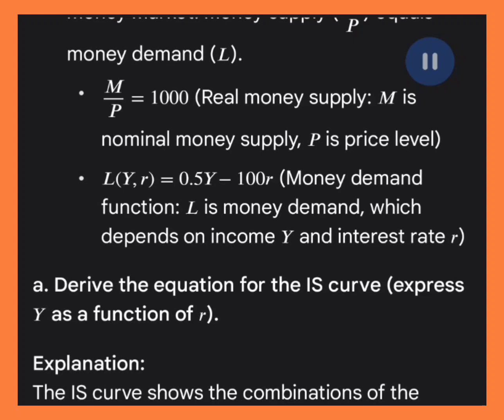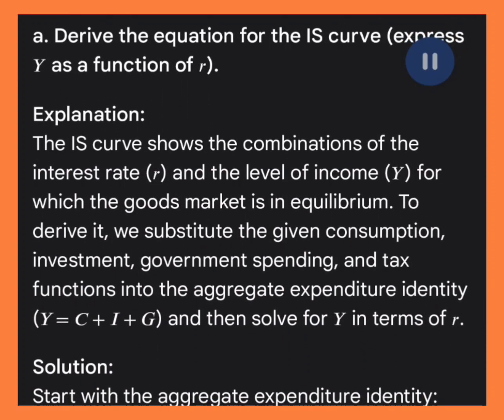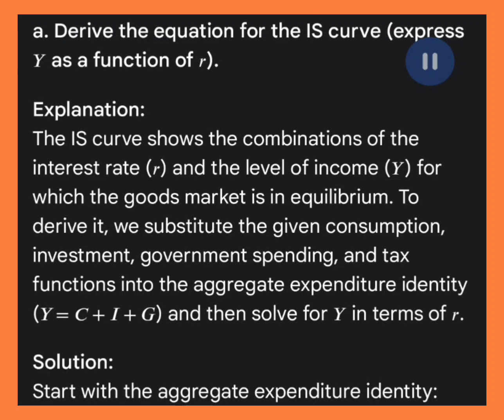A. Derive the equation for the IS curve. Express Y as a function of R. Explanation. The IS curve shows the combinations of the interest rate R and the level of income Y for which the goods market is in equilibrium. To derive it, we substitute the given consumption, investment, government spending, and tax functions into the aggregate expenditure identity, Y equals C plus I plus G, and then solve for Y in terms of R.